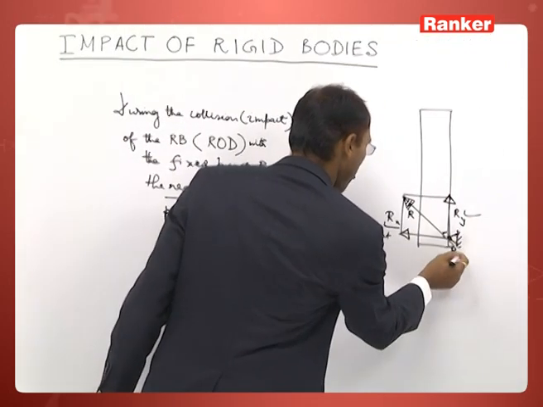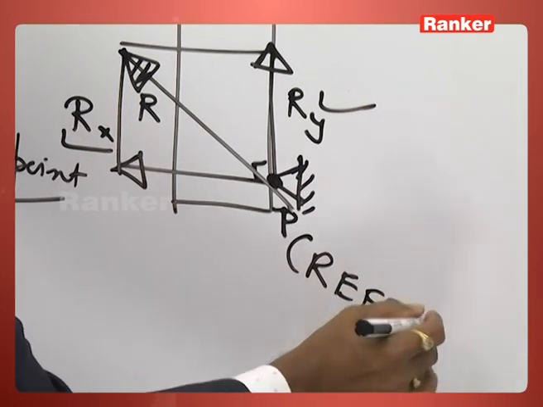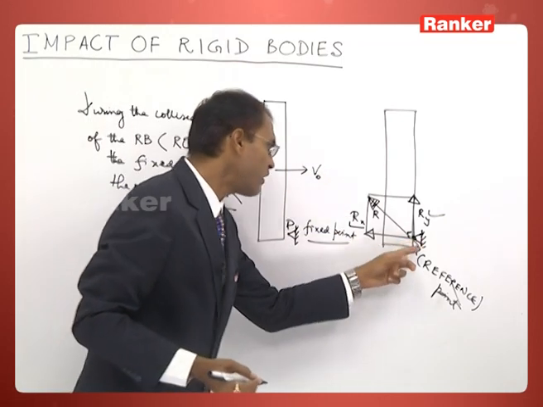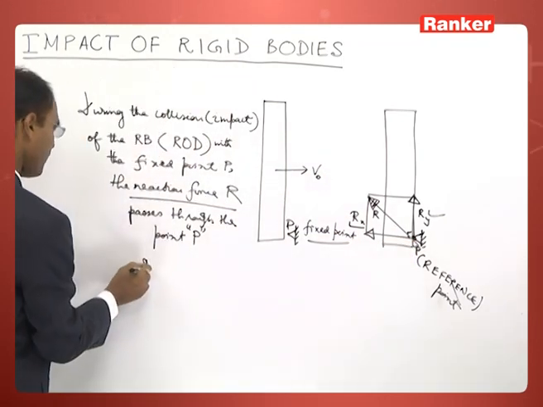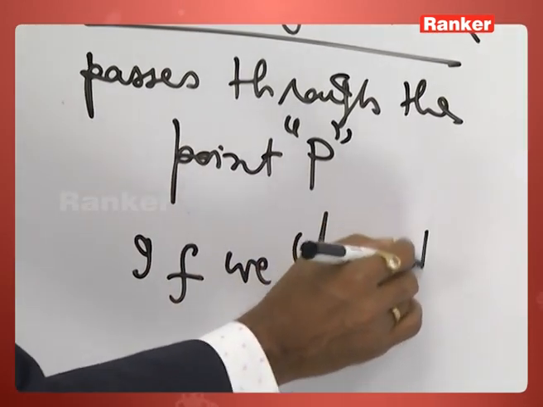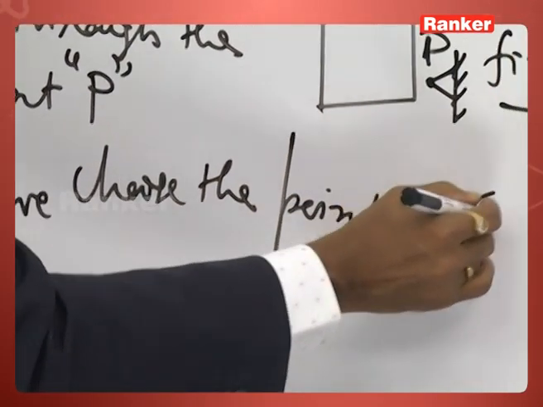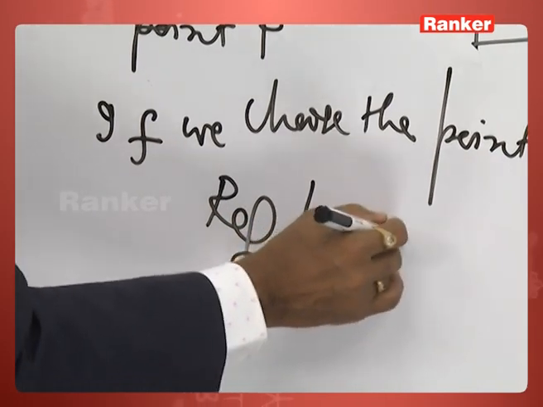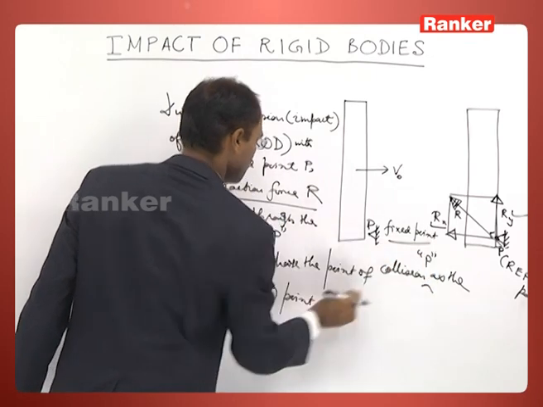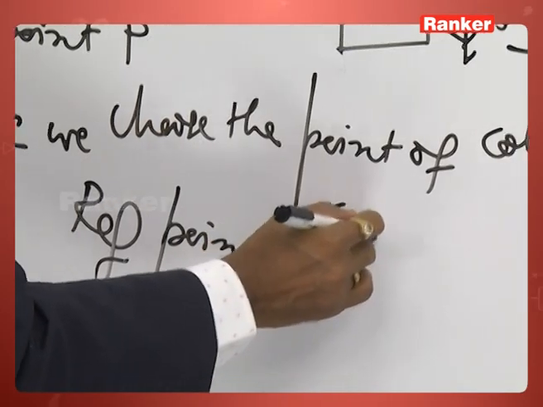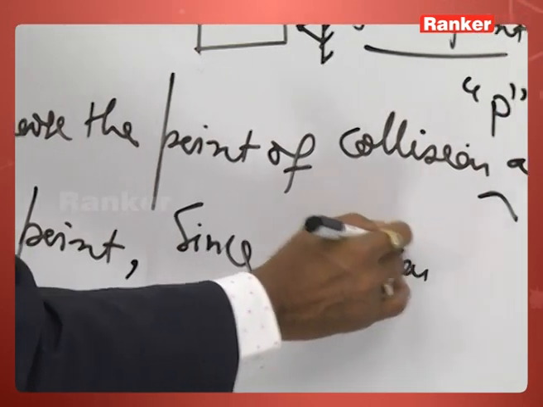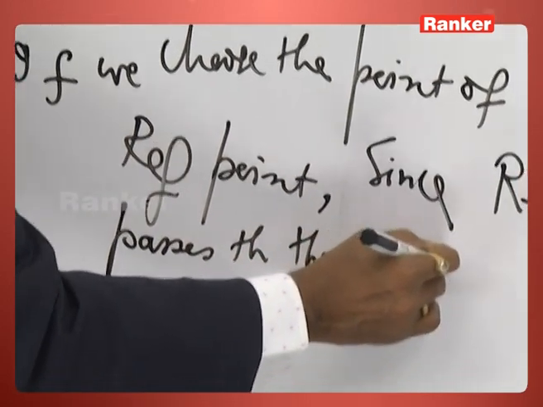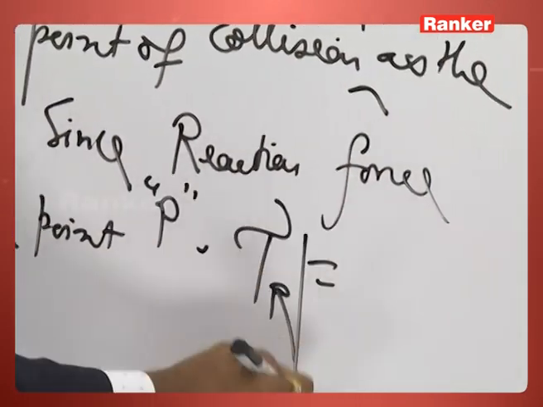If you choose the point P as the reference point, then this force cannot produce a torque about this point. If we choose the point of collision as the reference point, this point of collision is P. Since the reaction force passes through the point P, the torque of the reaction force about this point P will be equal to 0.